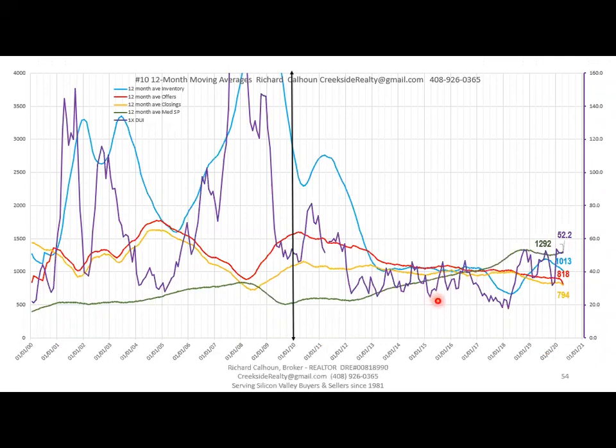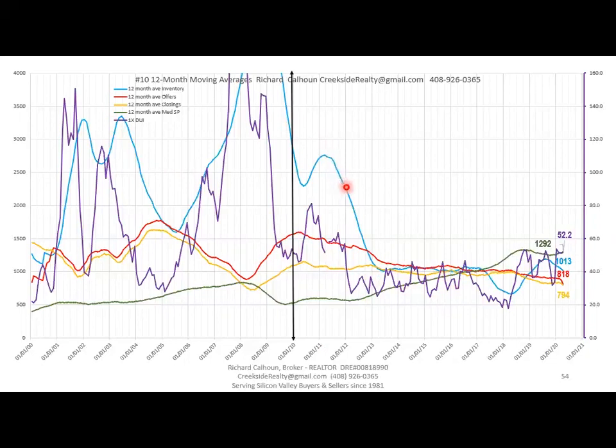This is interesting in that I take all the major components and look at the 12-month moving value. What is the inventory for the last 12 months divided by 12? What is the number of offers accepted for the last 12 months divided by 12? What's the number of closings? What's the sale price? So it's basically the average. The only one that doesn't follow that is the purple line, which is the days of unsold inventory, the leading indicator. It's there in real time to show you what happens as you look at the data.